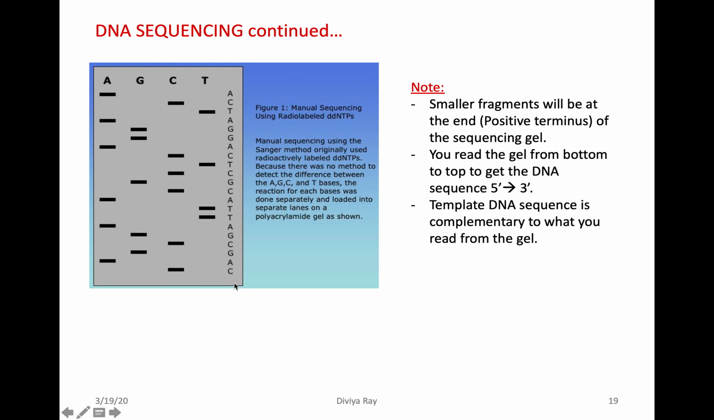So if I'm reading it, I'm going to read it as 5 prime, C, A, G, C, and so on. And ultimately, this would be C, A, 3 prime. So smaller fragments will be at the end of the sequencing gel. You read the gel from bottom to top to get the DNA sequence 5 prime to 3 prime, and the template DNA sequence will actually be complementary and parallel to the sequence that you just obtained. So, you got your fusion cDNA, you PCR amplified it, you checked its sequence to make sure there was no mutation, and you did this by DNA sequencing, the original Sanger sequencing method.